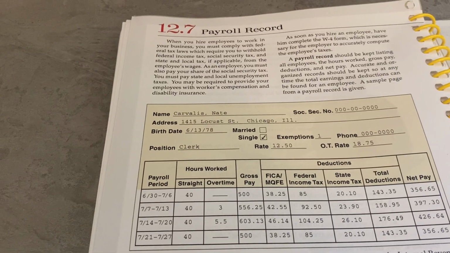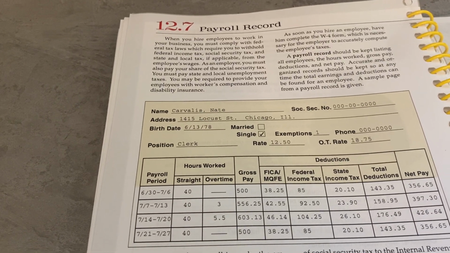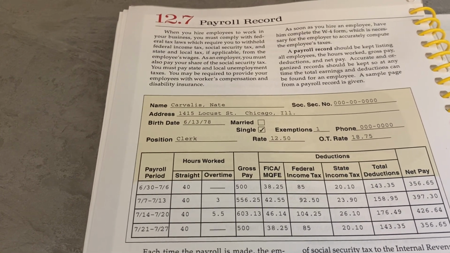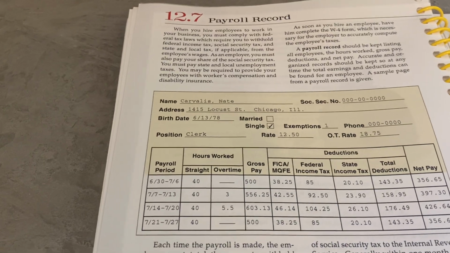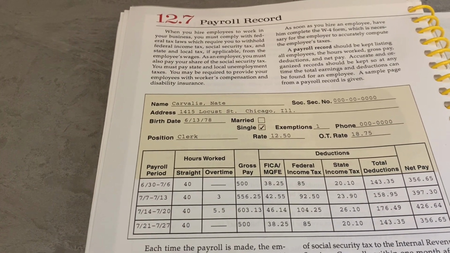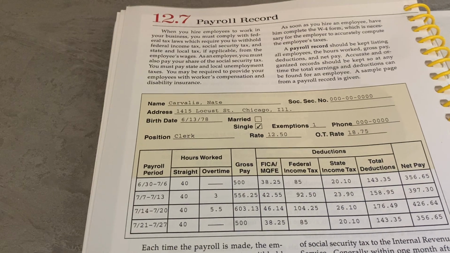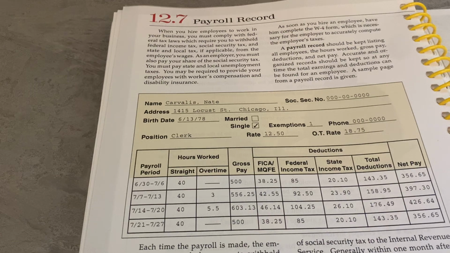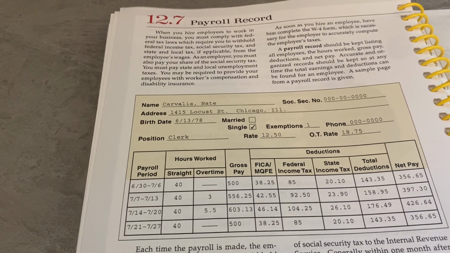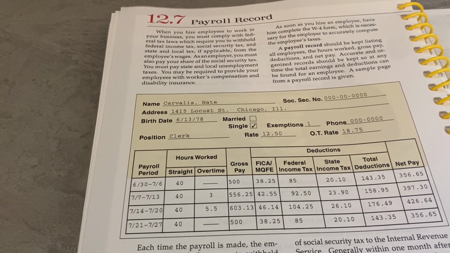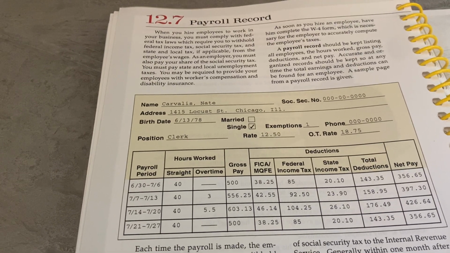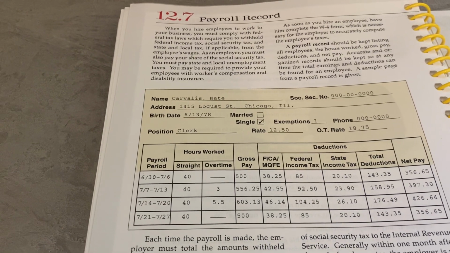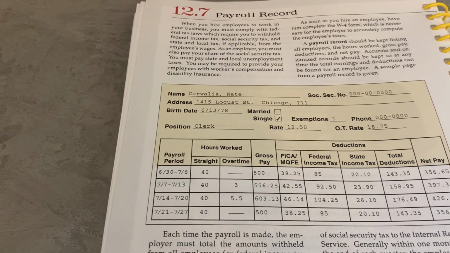So we're in chapter 12 and section 7, and we're going to be talking about payroll records. If you're a small business owner, you need to keep track of your payroll because you must comply with federal income tax laws that require you to withhold certain things. The things you need to withhold are the federal income tax, the Social Security tax, and state and local taxes.